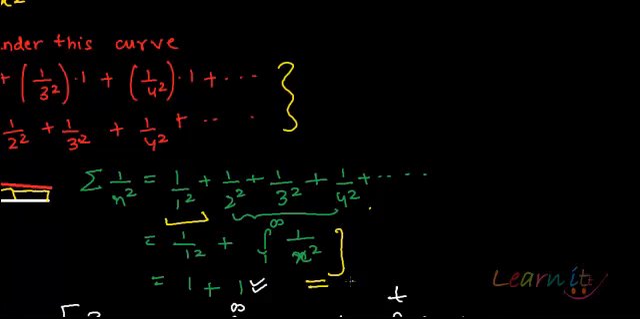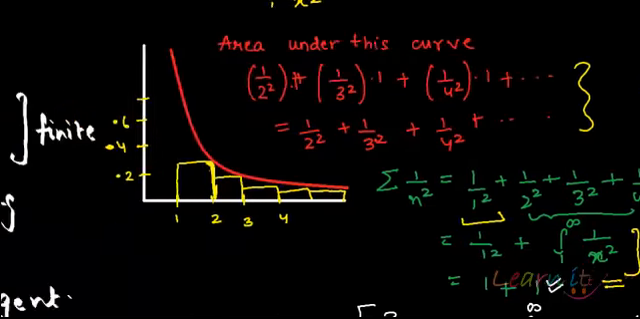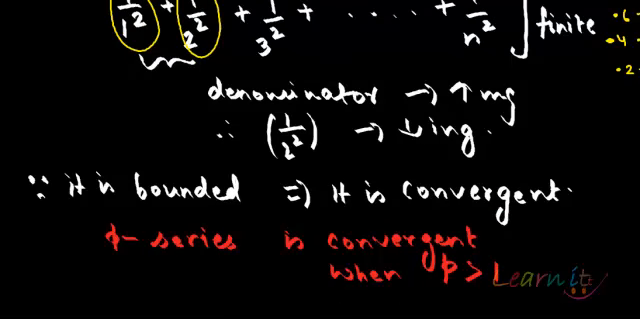So that means the summation of 1 upon n squared is less than or equal to 2. It's less than or equal to 2, so that means that it is bounded. Similarly, other partial sums are also bounded when P is greater than 1. And because it is bounded, it is convergent. The moment you know that it is bounded, it is convergent. So the P series will be convergent when P is greater than 1.